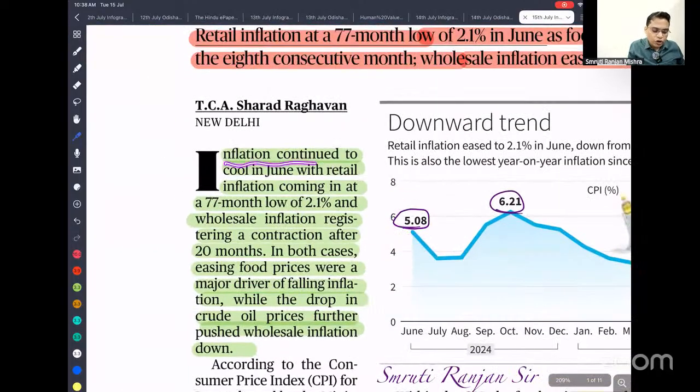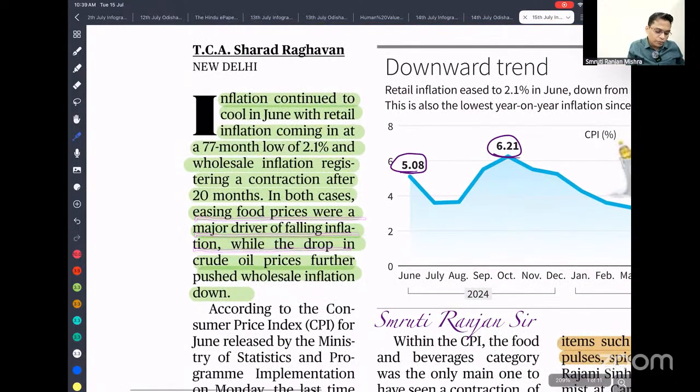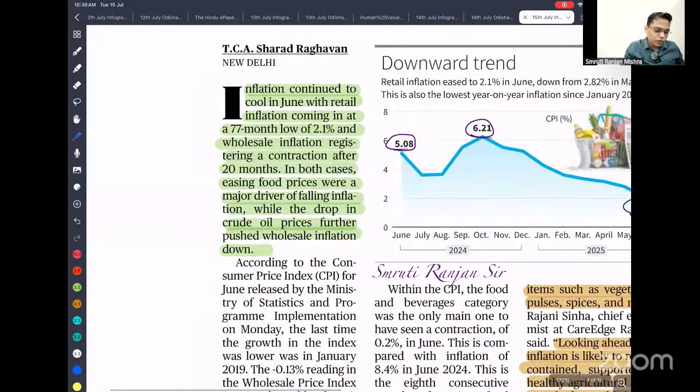So inflation continued to cool in June, with retail inflation at a 77-month low of 2.1%, and wholesale inflation registering a contraction after 20 months. In both cases, easing food prices were a major driver of falling inflation, while a drop in crude oil prices further pushed the wholesale price inflation down. So we can say that falling food prices helped decline the CPI, Consumer Price Index, and falling oil prices also pushed down our wholesale price index.